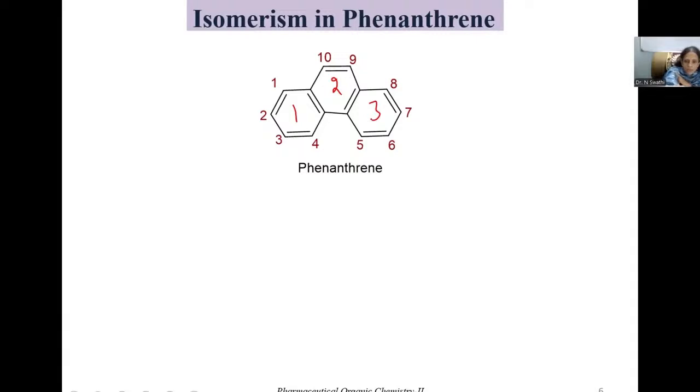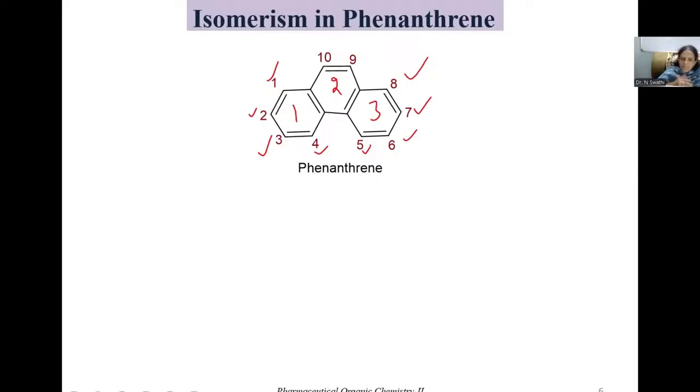So the first carbon and 8th carbon are chemically equivalent. Second and 7th carbons are equivalent. Carbons being equivalent means the hydrogens which are present at those positions are also equivalent. Similarly, the hydrogens which are present at third and 6th positions are equivalent, and the 4th and 5th hydrogens are also chemically equivalent. So here 4 different positions are there.